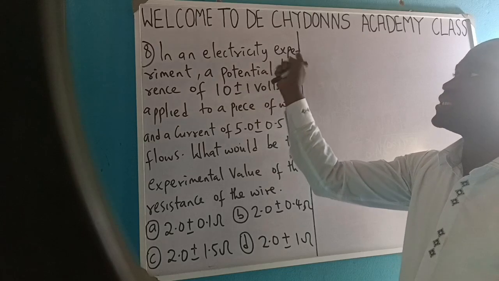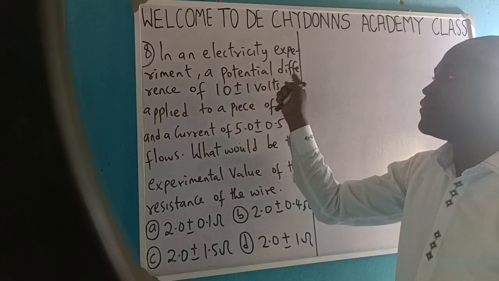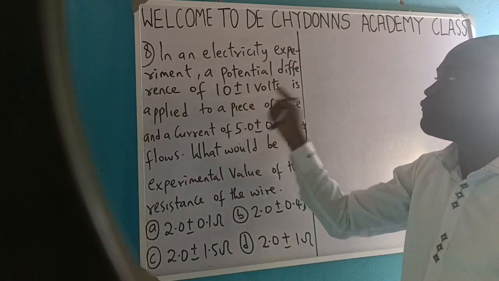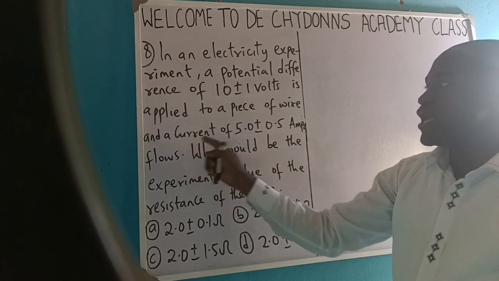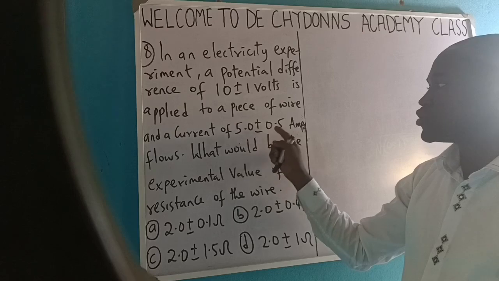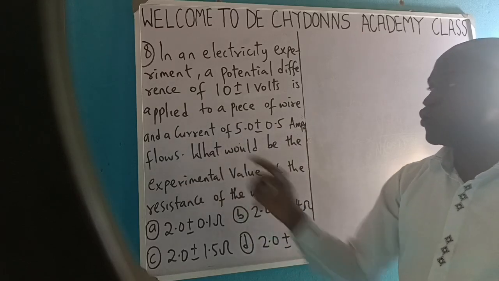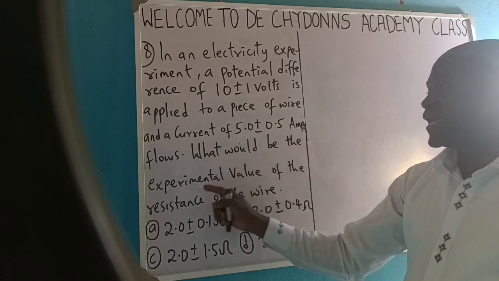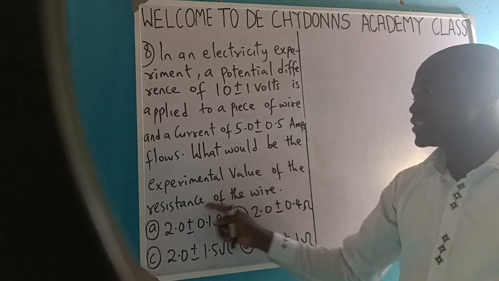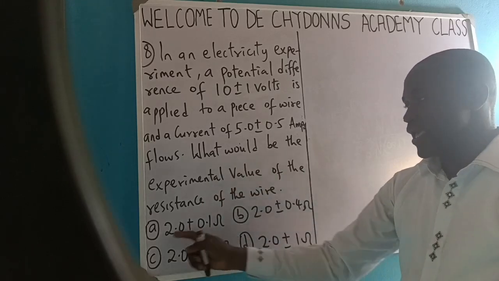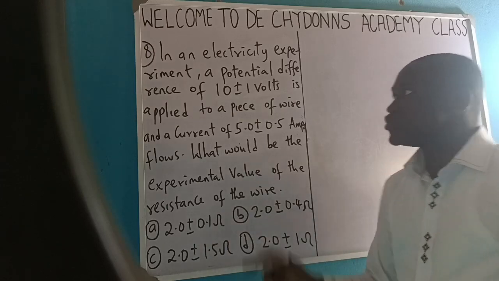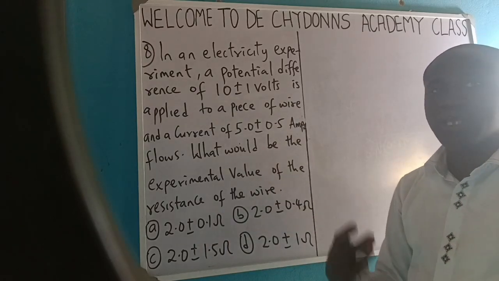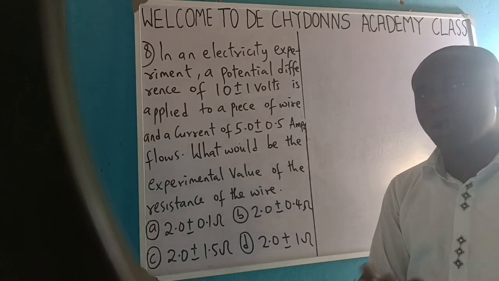In an electricity experiment, a potential difference of 10 plus or minus 1 volts is applied to a piece of wire and a current of 5.0 plus or minus 0.5 amps flows. What will be the experimental value of the resistance of the wire? A, B, C, and D. As you are looking at this question, ask yourself, what experiment is it coming from?